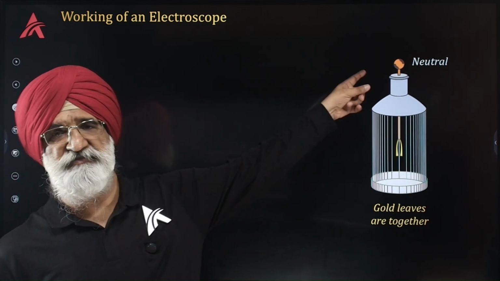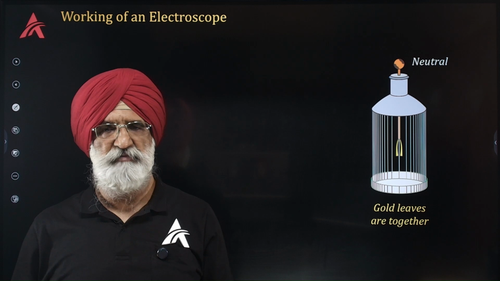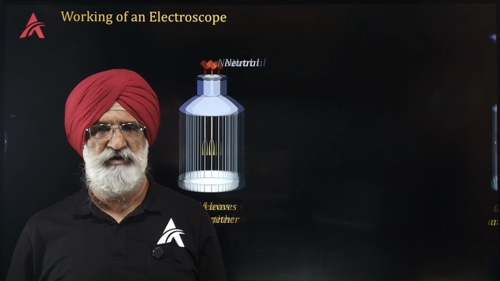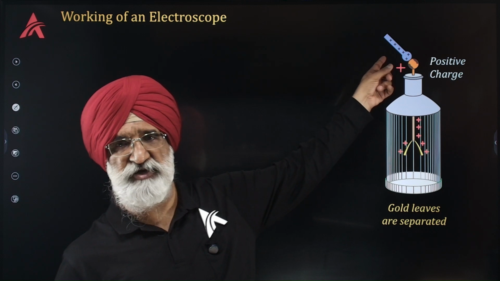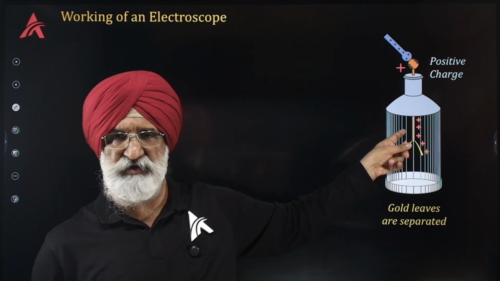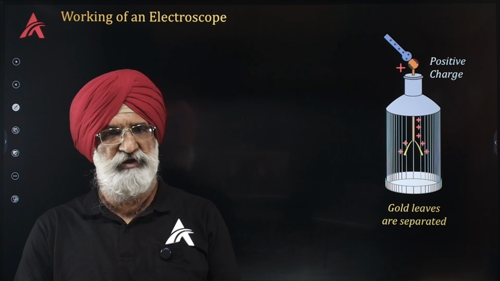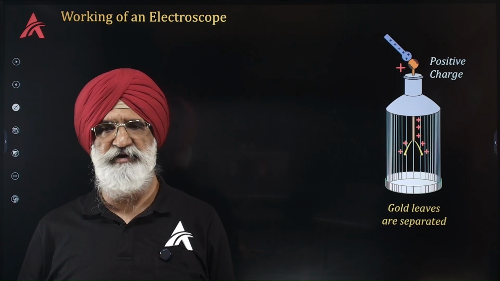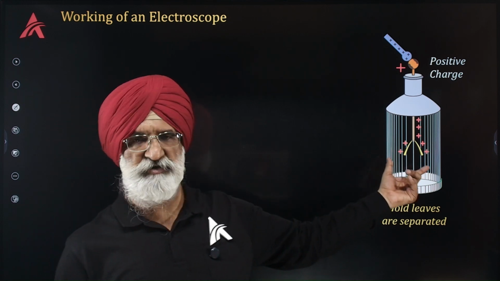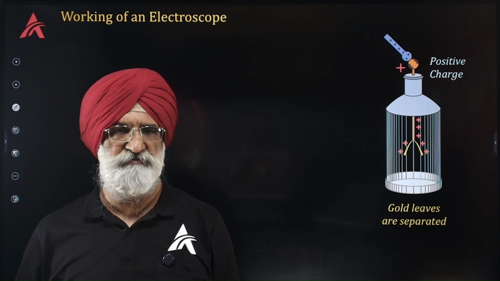Now how it works, the working of the electroscope. So if the metallic sphere is neutral, the leaves do not get separated from each other because there is no charge here. But when you connect a positively charged body to the metallic sphere, the positive charge will be conducted through the brass rod to the two gold leaves. The gold leaves will acquire similar charge and they will get separated from each other. The separation of the two leaves shows that this body has got some charge.